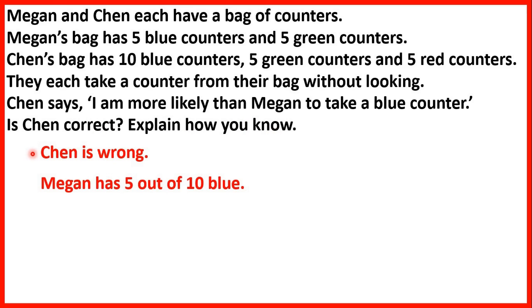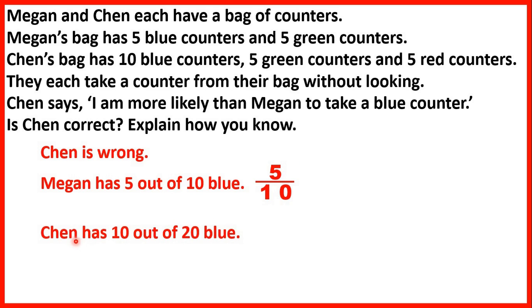So Chen is wrong. Megan has 5 out of 10 counters that are blue, because she has 5 blue counters and 5 plus 5, so 10 counters altogether. As a fraction, we can write that as 5/10. Chen has 10 out of 20 counters which are blue. Chen has 10 blue counters, but 20 altogether, because 10 plus 5 is 20. So as a fraction, we can write that as 10 over 20.